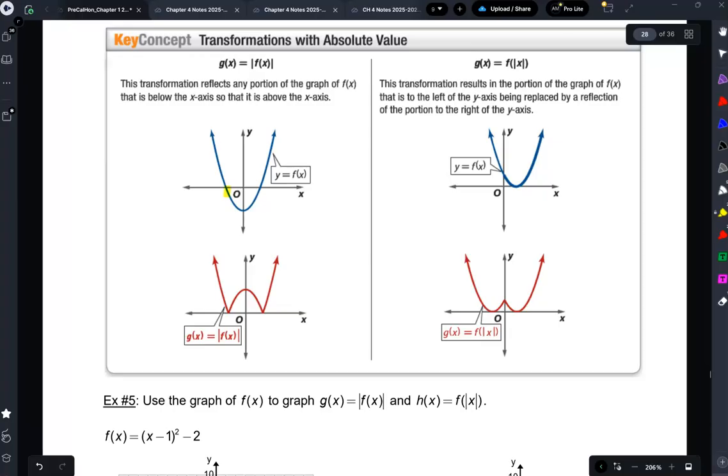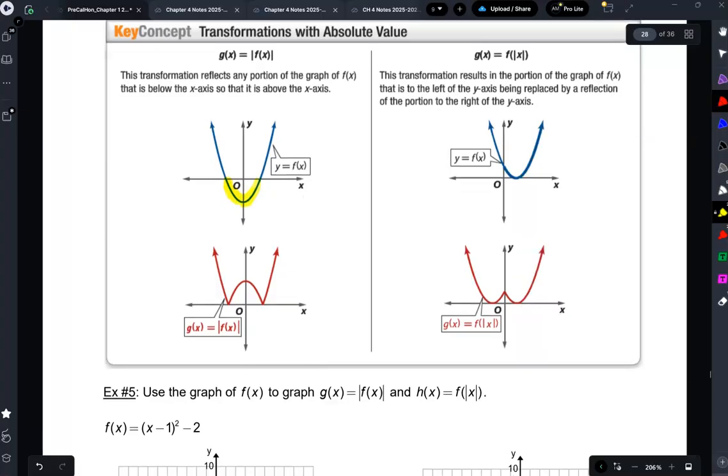Here is where the y values were negative. Why can't I draw that? But you can't have a negative y value when you put the function in absolute value. That means instead of negative 1 for y, it has to be positive 1. Instead of negative 2, it has to be positive 2. So you literally take that piece and you do a reflection around the x-axis and bring it up here. Isn't that cute?